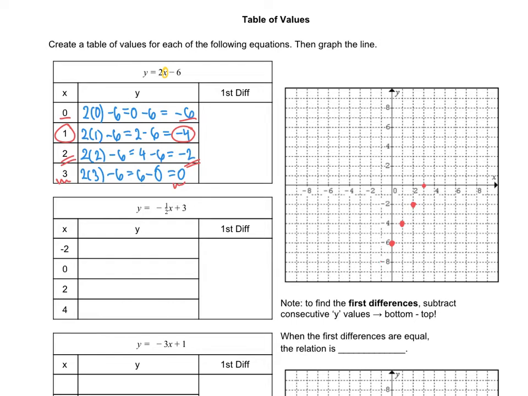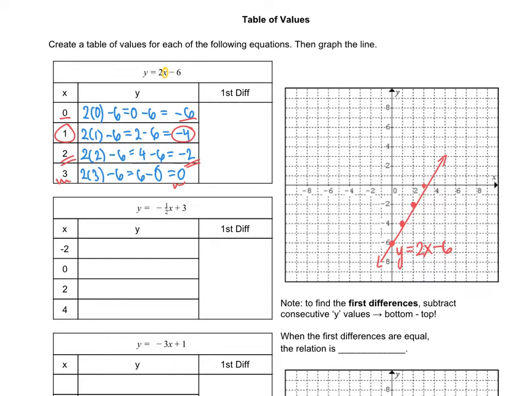And then I can connect my points with a ruler and then arrows on both sides. Because I am going to graph one more line on here, I will label this y equals 2x minus 6. And then that's it. Let's go to the next one. We will ignore those first differences for now.